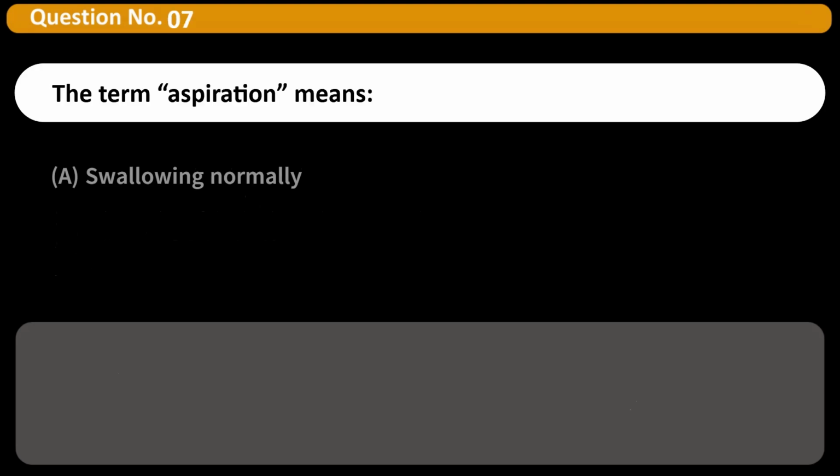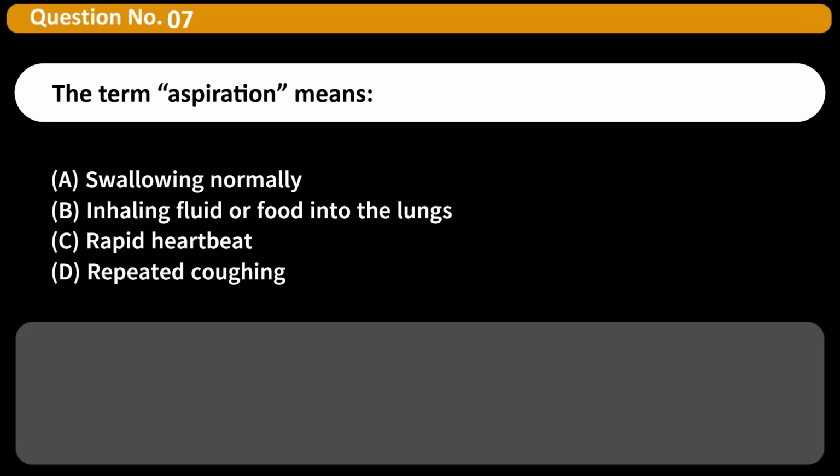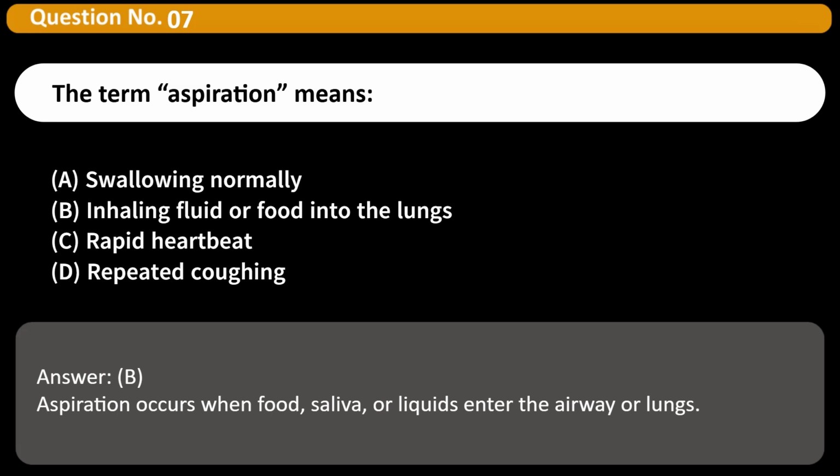The term aspiration means: A. Swallowing normally. B. Inhaling fluid or food into the lungs. C. Rapid heartbeat. D. Repeated coughing. Answer, B. Aspiration occurs when food, saliva, or liquids enter the airway or lungs.